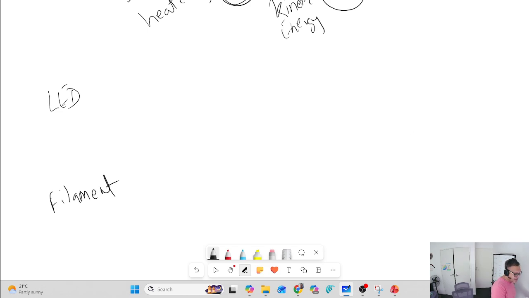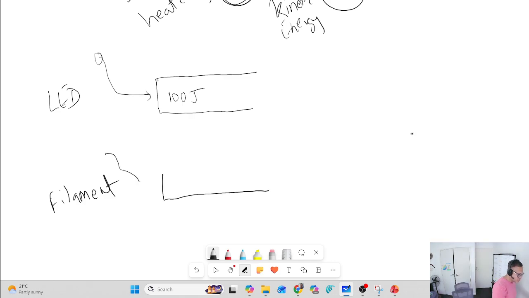So in a Sankey diagram, we make arrows like a flow. Initially, let's say this is the energy. This bar, its height, indicates that 100 joules of electricity is being provided to it, electrical energy as input. So this LED is plugged in, and we will provide the same 100 joules to the filament bulb also. This is energy in, so this diagram is showing that energy in is 100.